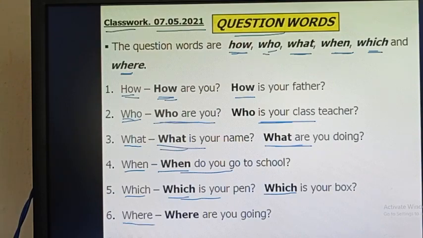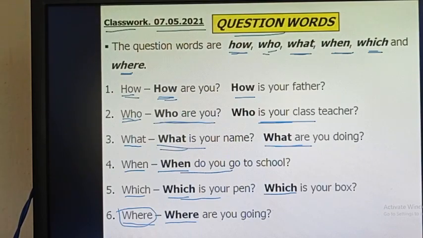Where. Number 6, where are you going? We use this question word in order to get the answer about a place. Where are you going? It means which place are you going? Where is your father? Where is your bottle? Where is your box? Where is your purse? Or where is your house? So this is how where is used.